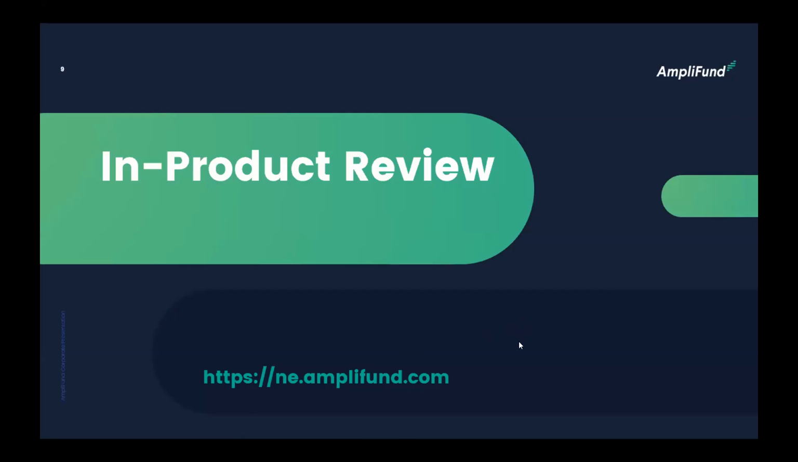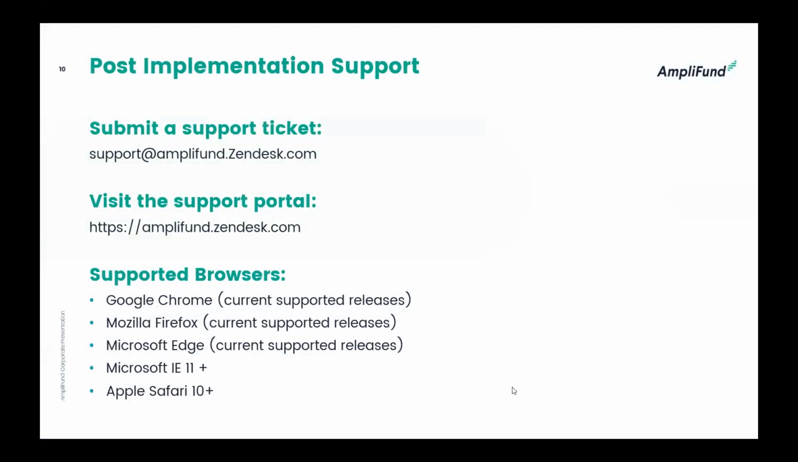So I already talked about how you can access support. The best way to reach out to us is via support tickets. You can submit a support ticket either within Amplifund itself by going into the icon toolbar or your user drop-down menu, or you can reach out to support@amplifund.zendesk.com. If you submit an email with your question to that address, it will create a support ticket.